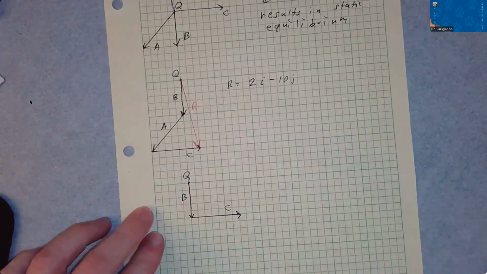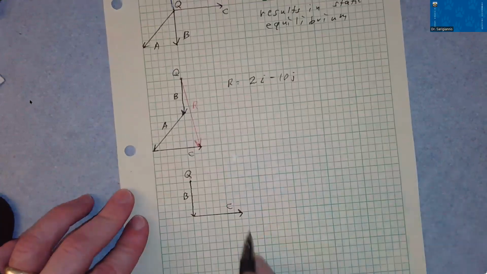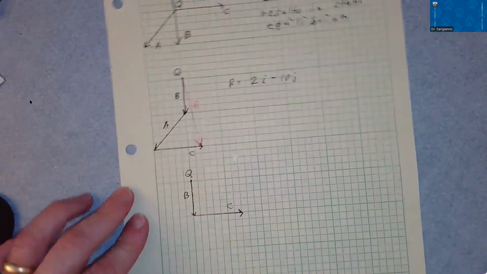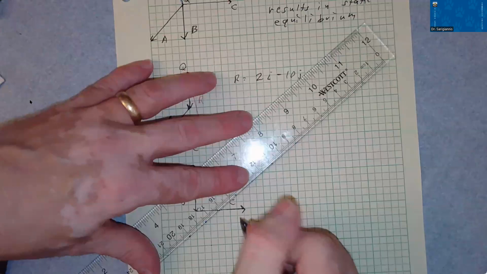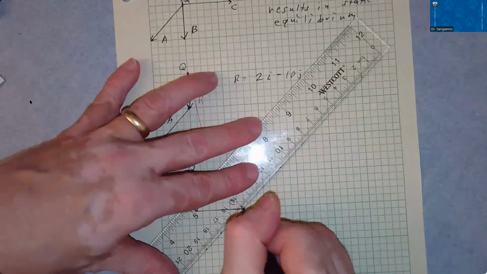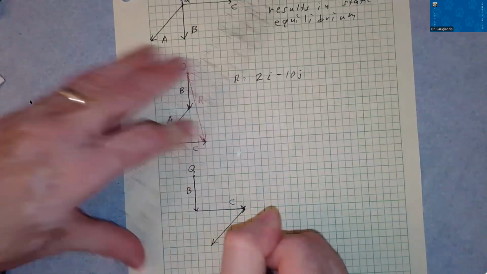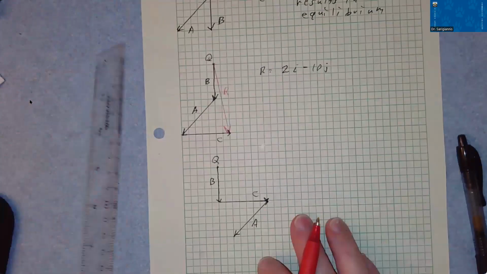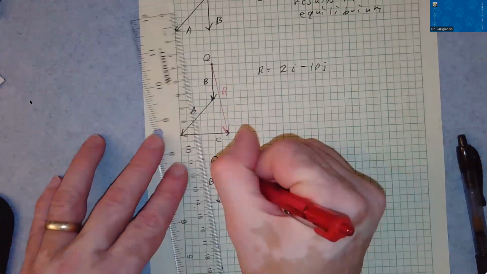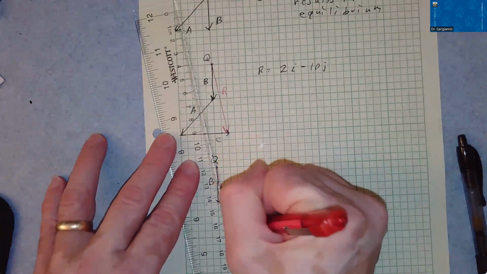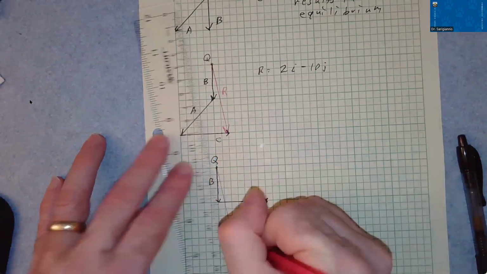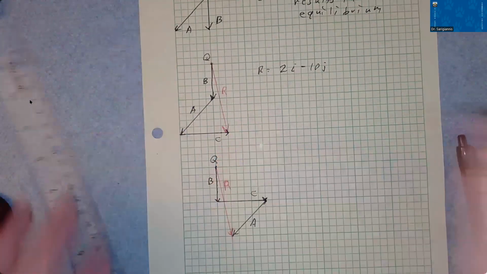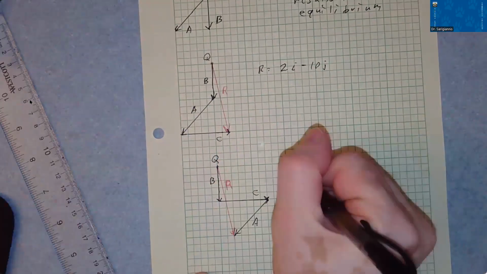And then A goes down 5 and 5. So 5, 1, 2, 3, 4, 5. Gotta be careful because crossing the line here. That's vector A. And the resultant again goes from Q to the sum of these vectors. And you can probably already see this resultant here.